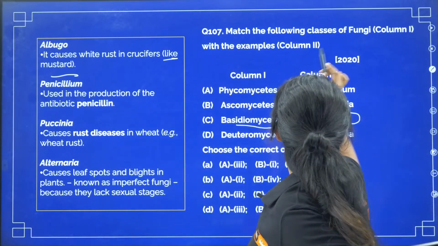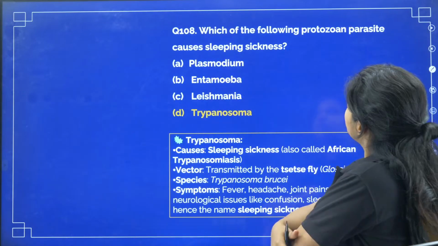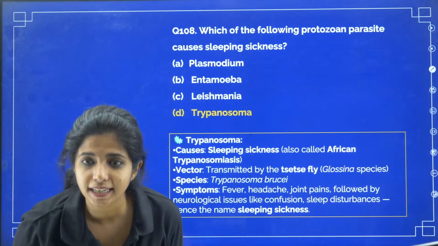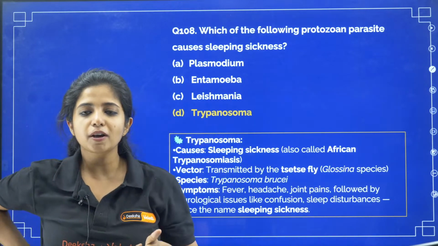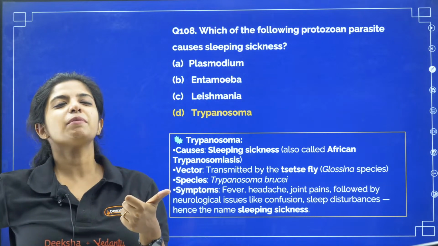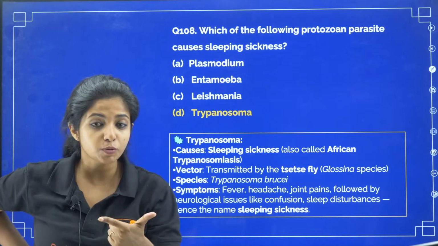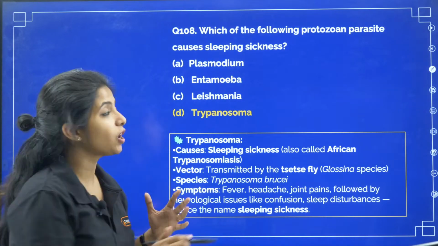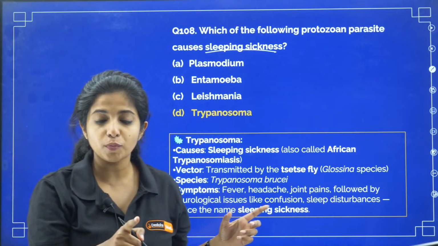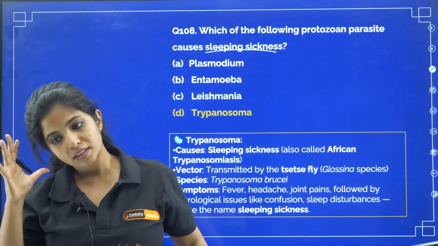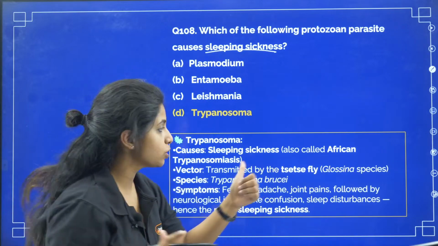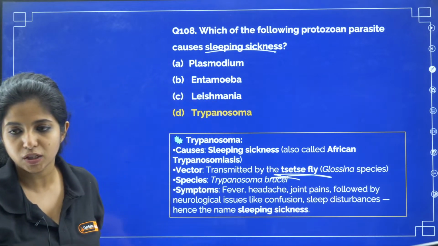Okay, works. Next thing. Which of the following protozoan parasites cause sleeping sickness? Plasmodium, Entamoeba, Leishmania. Plasmodium causes malaria. Entamoeba causes amoebiasis. Leishmania causes leishmaniasis. Trypanosoma is the one that causes sleeping sickness. Why? Trypanosoma, my dear children, is going to affect the neural control system. That is why you have confusion and also sleeping disorders. And it is transmitted by tsetse fly, Glossina species.